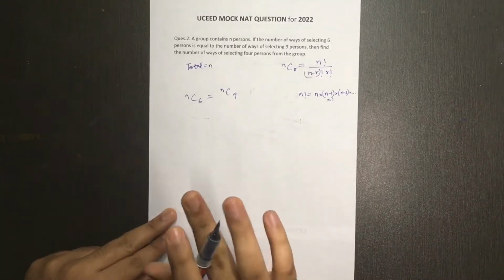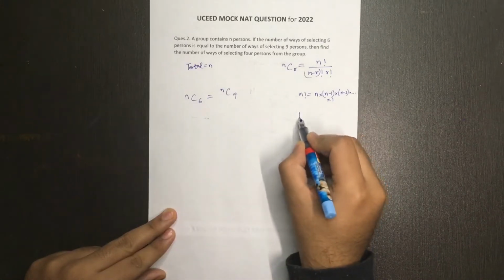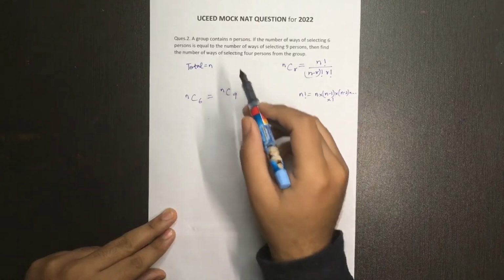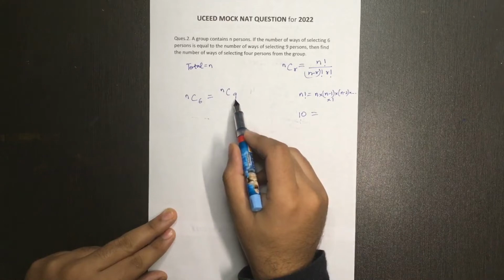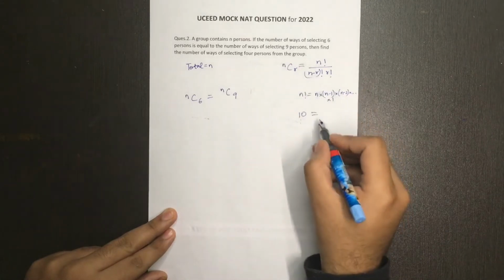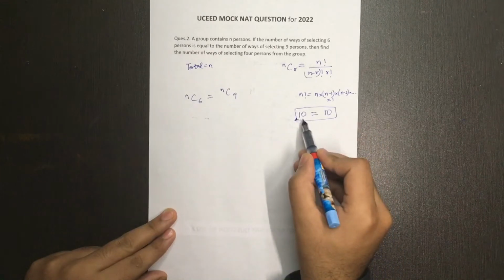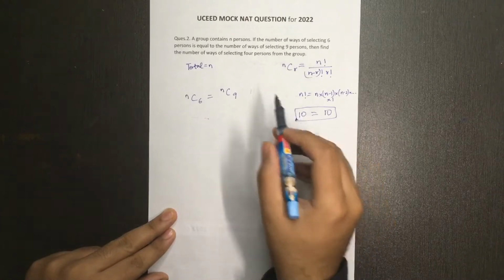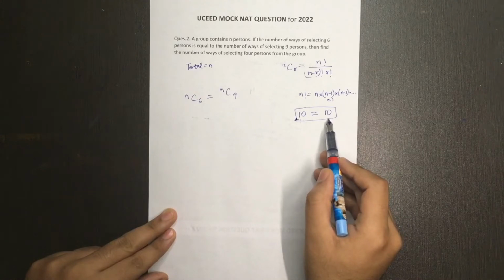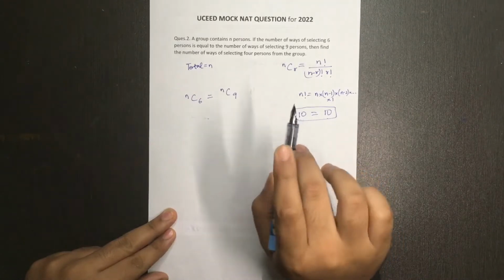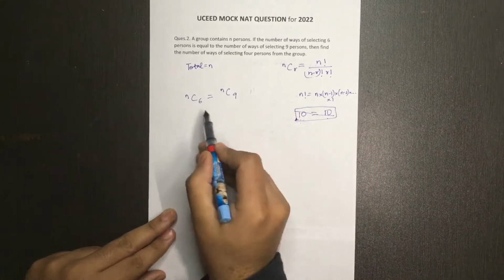I'll again repeat. Suppose that the number of ways of selecting 6 persons is 10. Out of n persons we can select 6 persons in 10 different ways. Similarly, it is given that we can select 9 persons out of n persons in 10 ways. So this is what they mean to say, right? We should not take this 10 as the final answer over here. Okay, so this is what they have given.